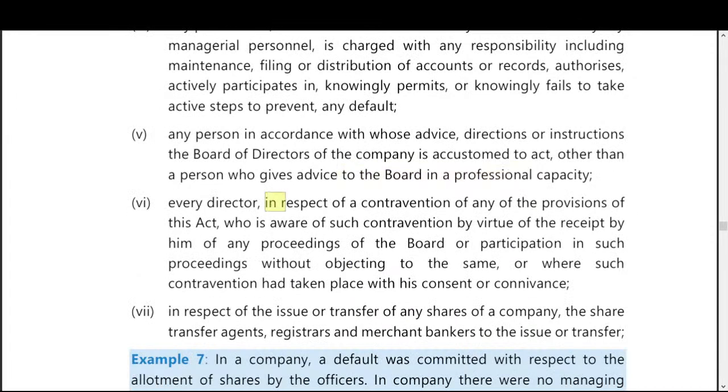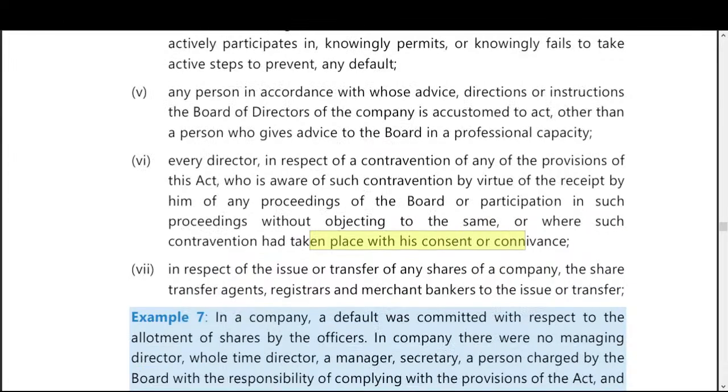Every director, in respect of a contravention of any provisions of this Act, who is aware of such contravention by virtue of the receipt by him of any proceedings of the board or participation in such proceedings without objecting to the same, or where such contravention had taken place with his consent or connivance. In respect of the issue or transfer of any shares of a company, the share transfer agents, registrars, and merchant bankers to the issue or transfer.